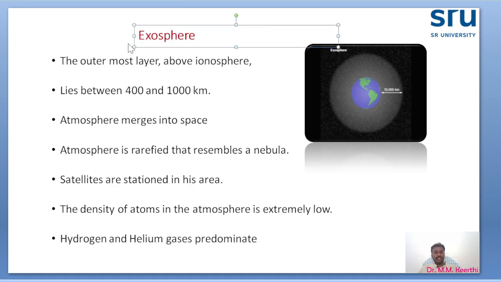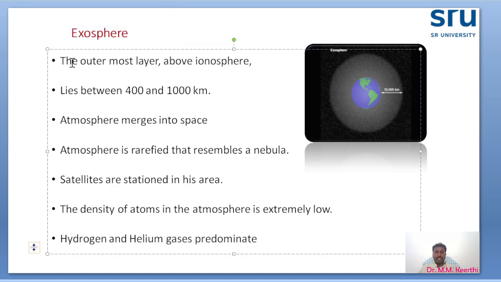And the last layer is the exosphere. This is the outermost layer above the ionosphere. It lies between around 400 to 1000 kilometers. In this exosphere, the atmosphere is merging into space. It resembles a rarefied nebula. And here the satellite stations are there. And the density of atoms in the atmosphere is extremely low.